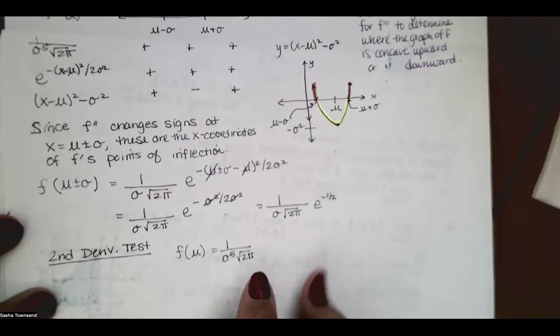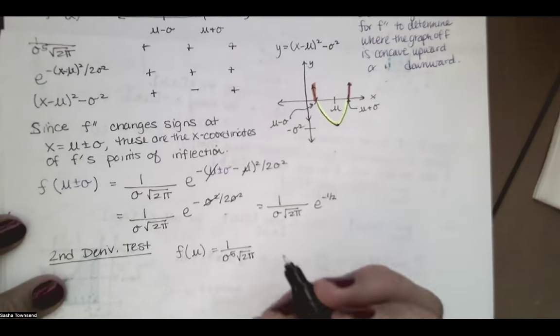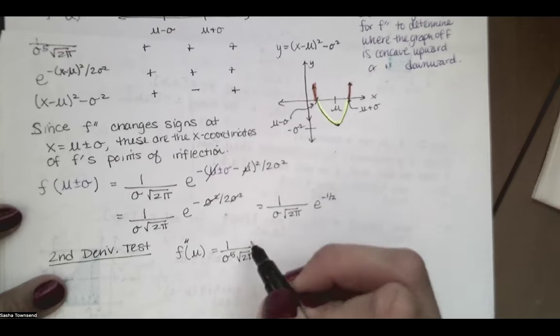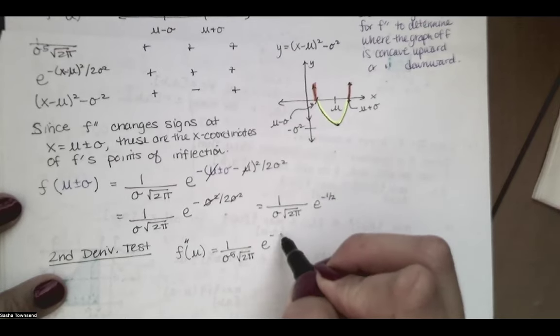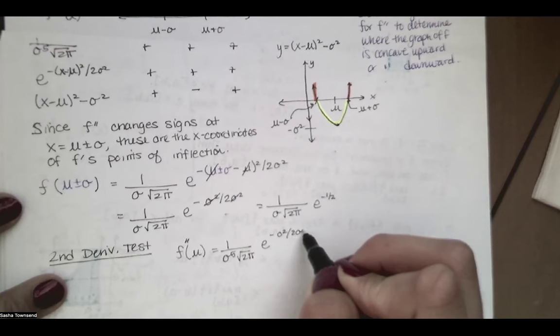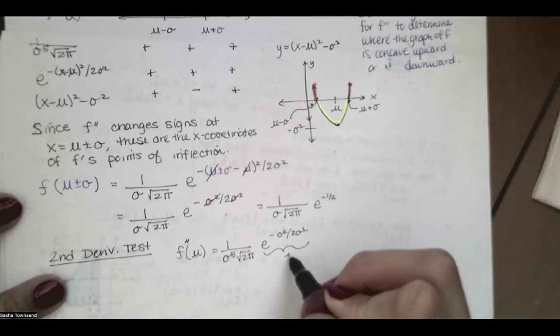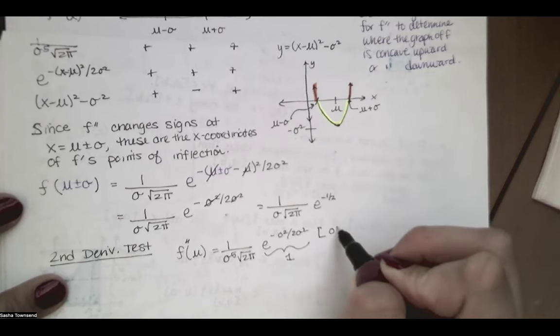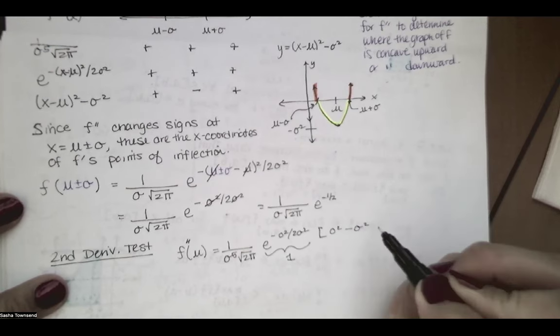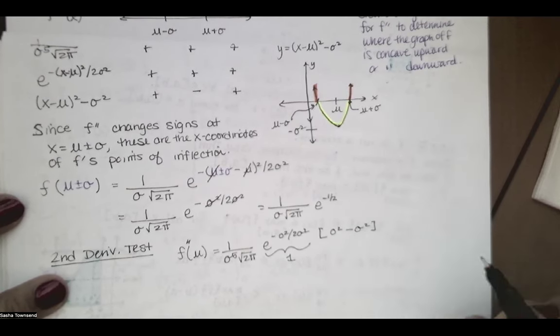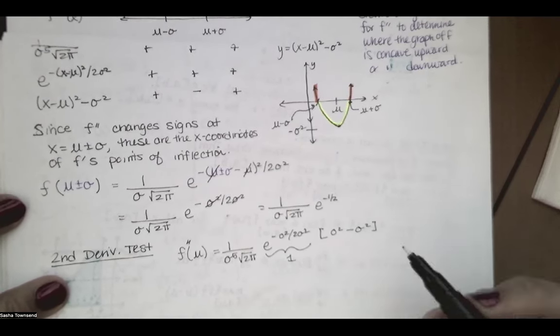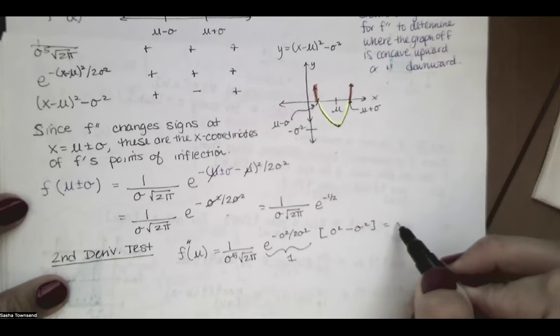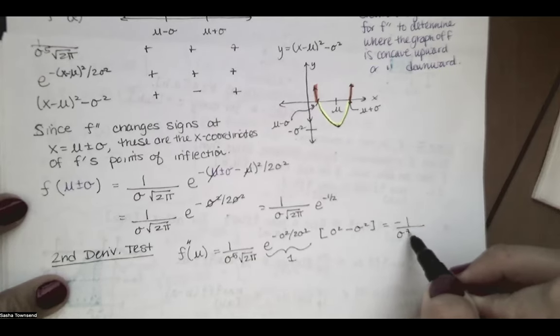So I have f double prime evaluated at mu equals this times e to the 0 squared divided by 2 times sigma squared. So this is just e to the 0, which is 1, times 0 squared minus sigma squared. It's actually a 0. It looks a little bit like a sigma. That gives us that -1 over this.